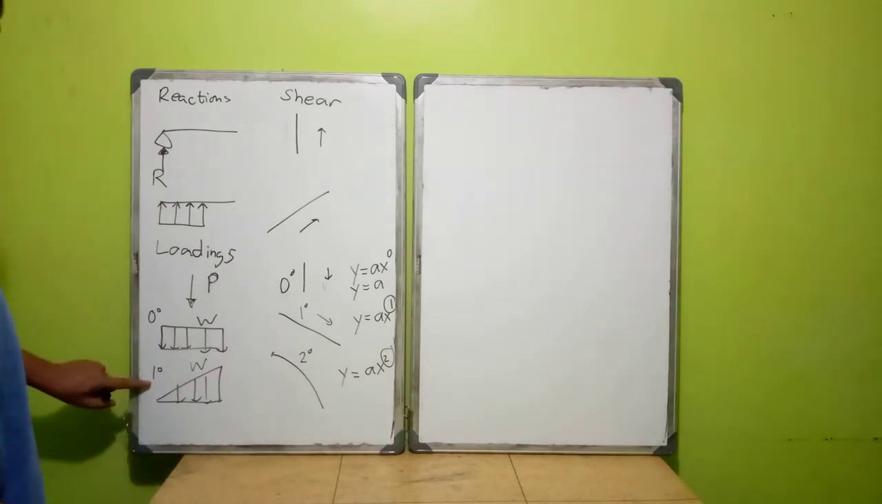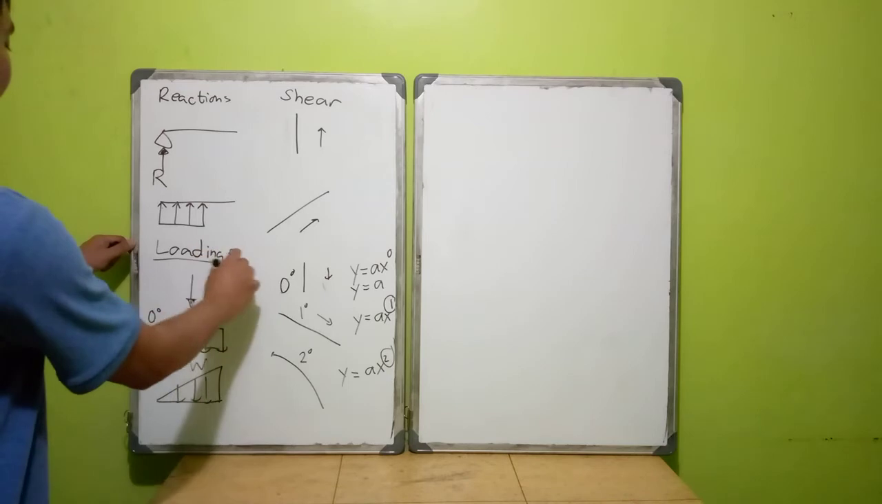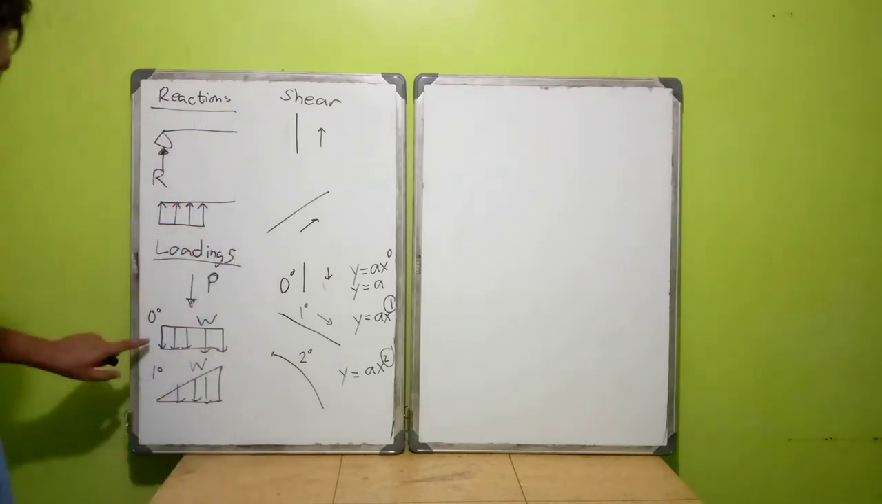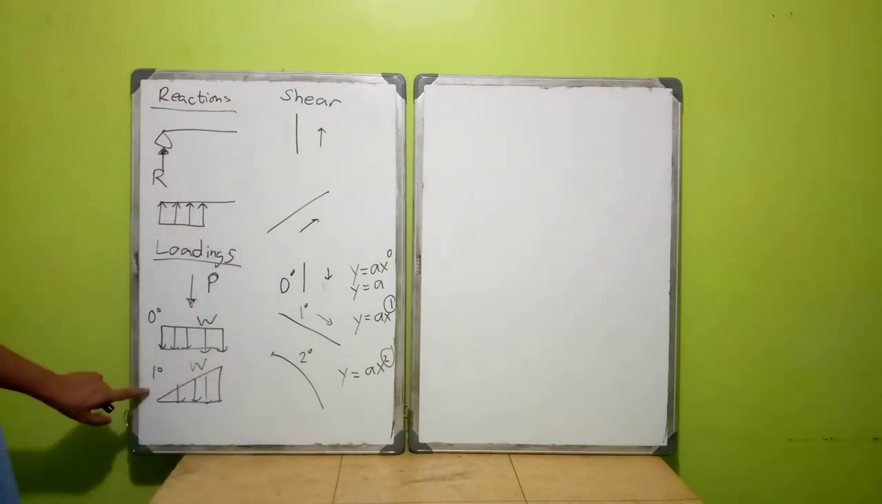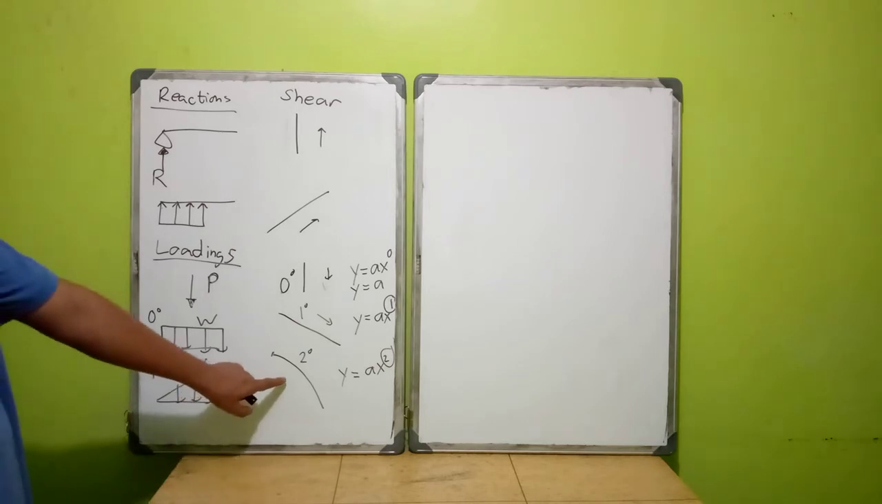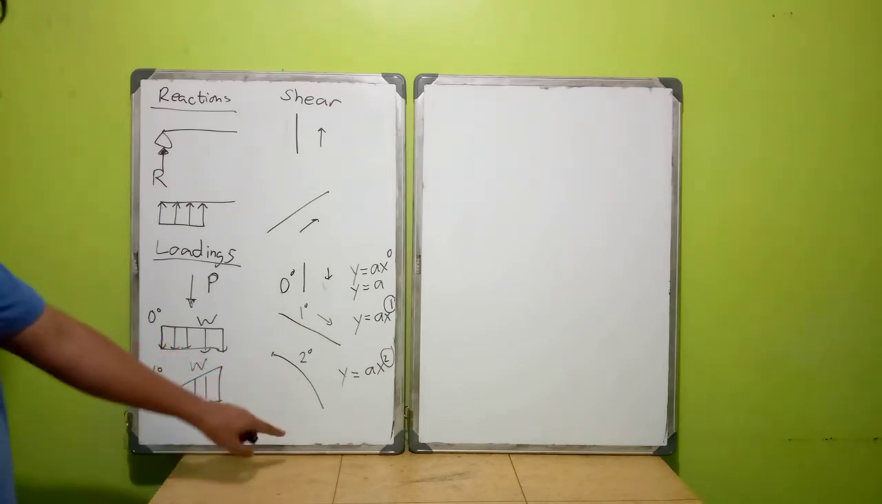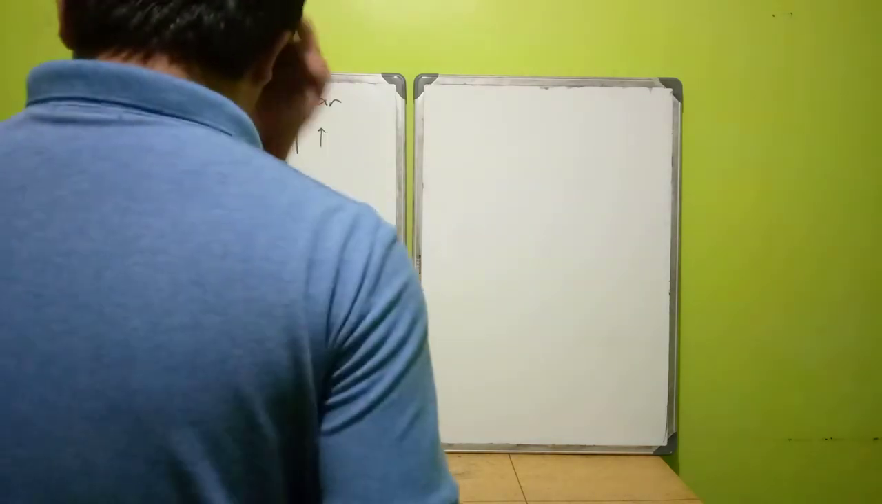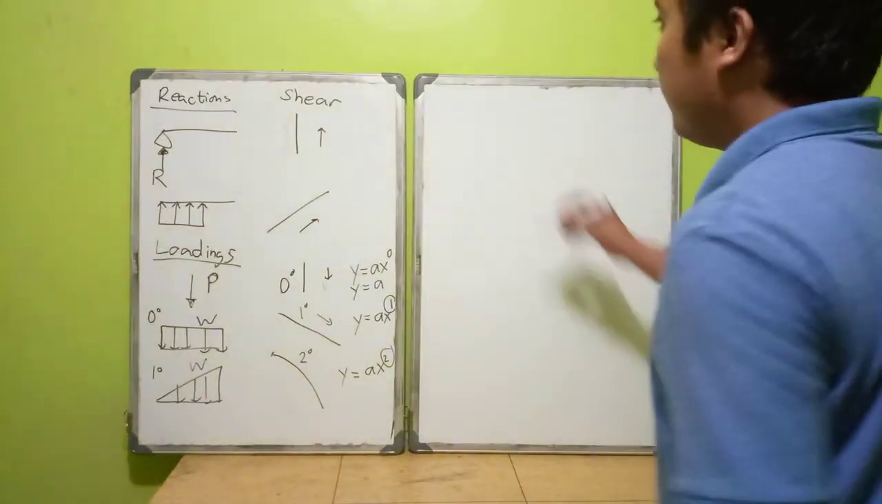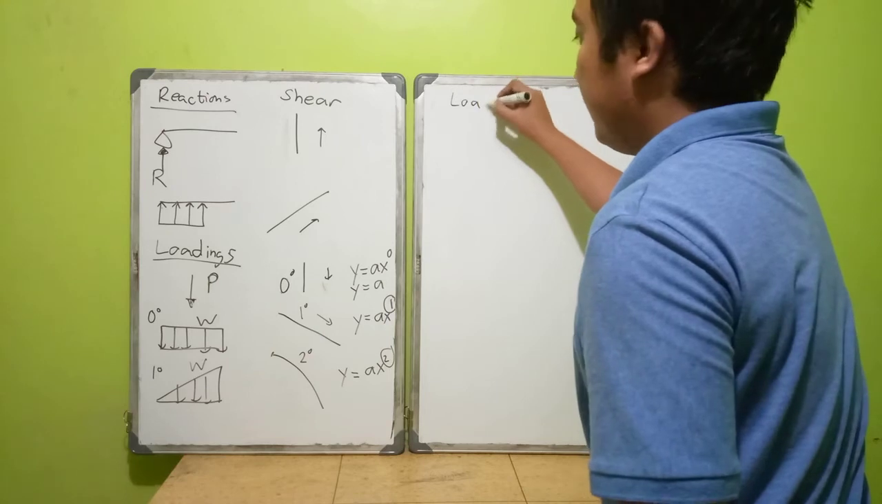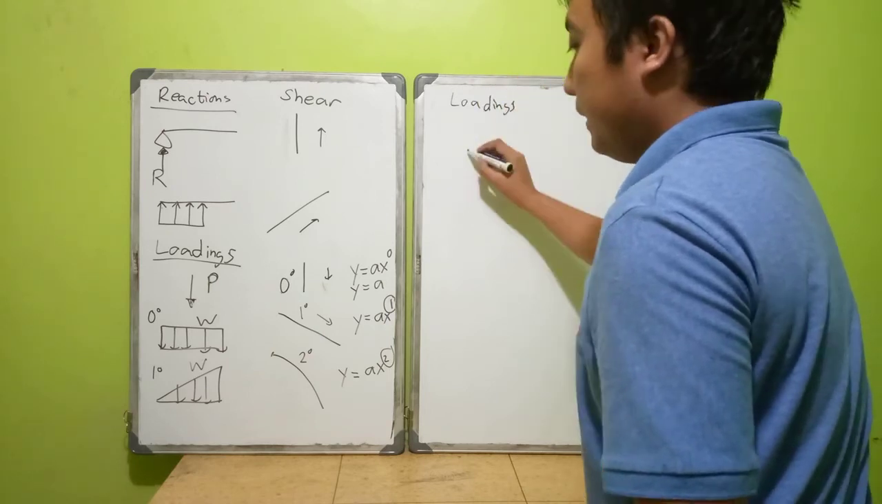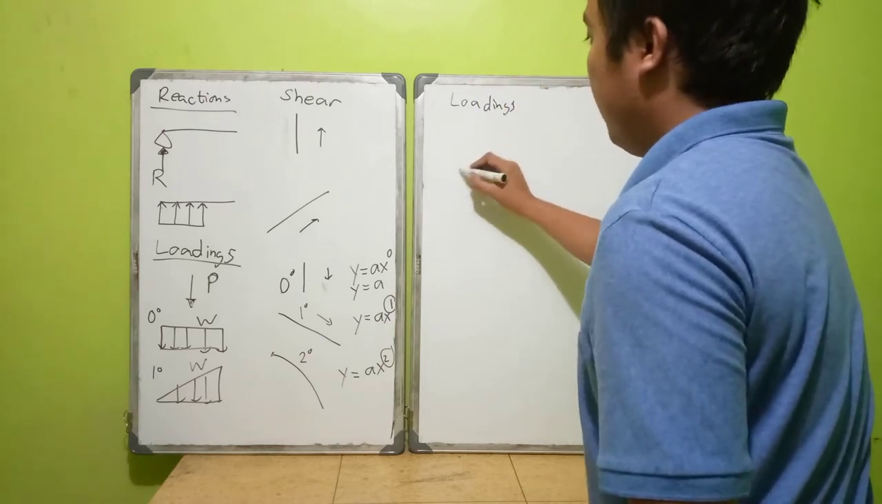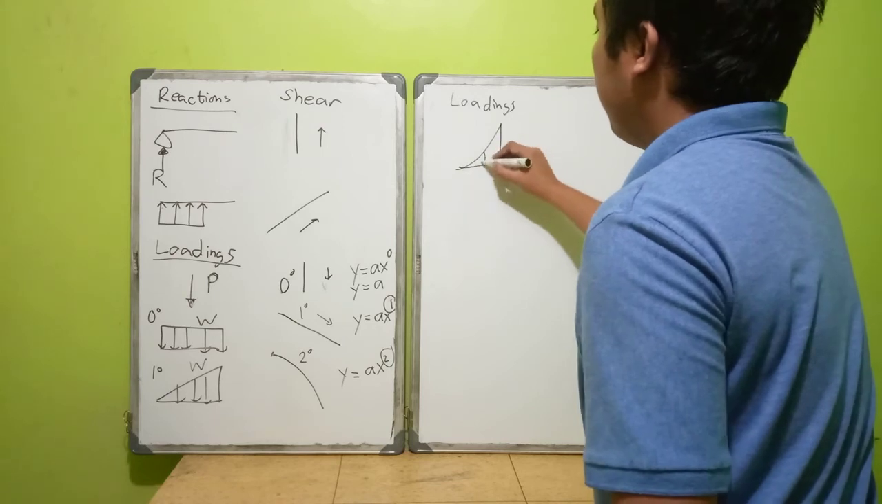So when the shape of your loading or your reaction is at a certain degree curve, its shear drawing will be 1 step higher than that curve, so it will be 2 degrees. So what about if the loading is this, a 2-degree curve?